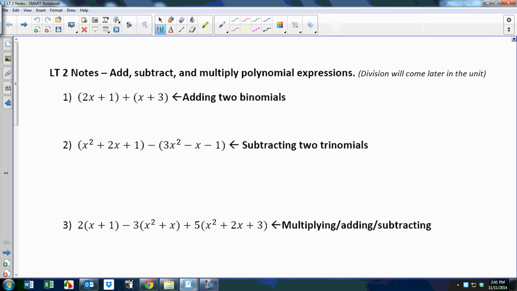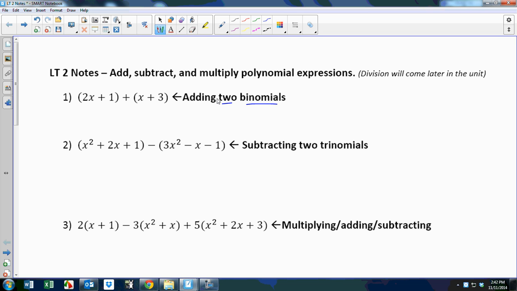All right, Learning Target Two's video is adding, subtracting, and multiplying polynomial expressions. Most of the things that we're going to do in these notes are intuitive, things you already know. You're going to add like terms, subtract like terms, use the FOIL method to multiply, distribute, things that you already know. It's just now they're going to have more vocabulary associated with polynomials, like in number 1, adding two binomials.